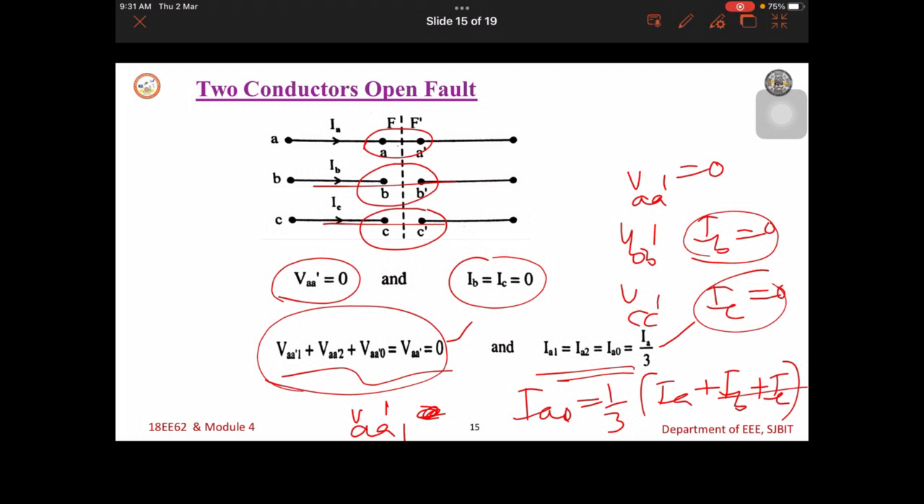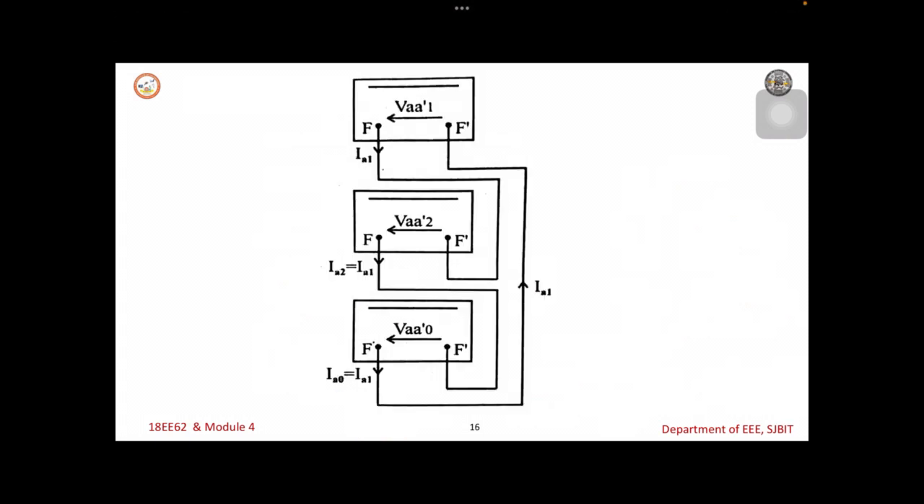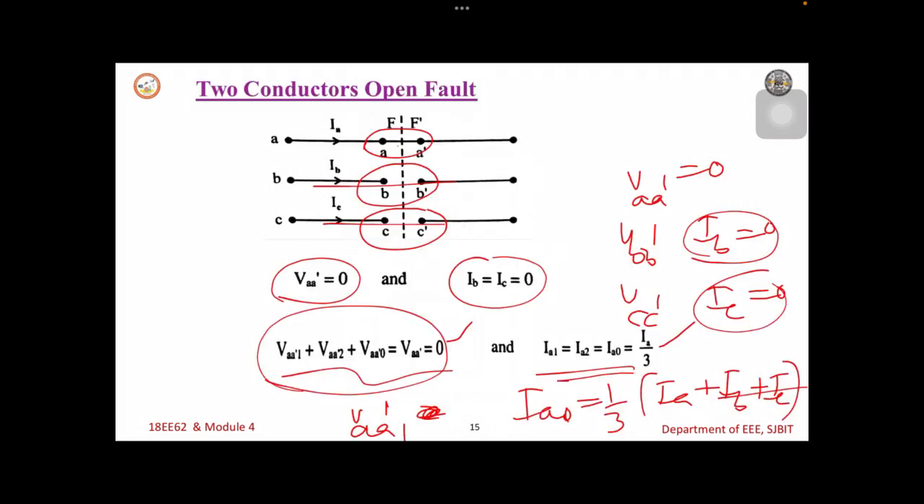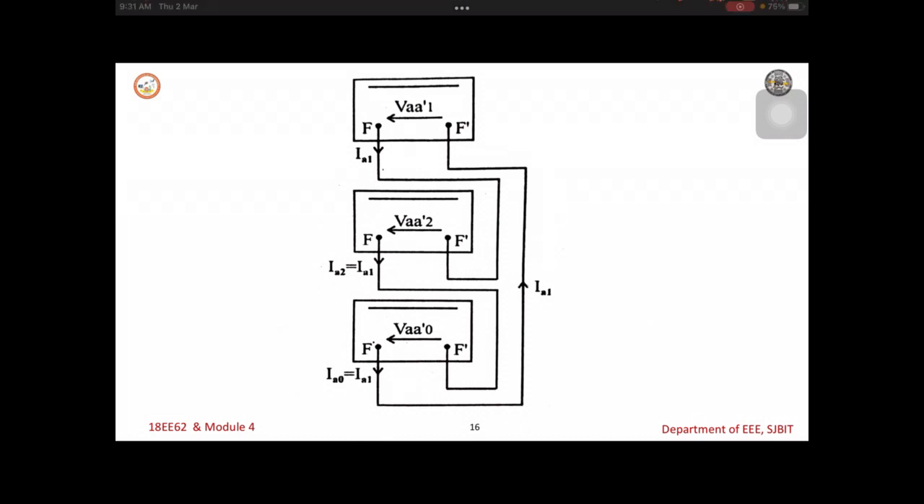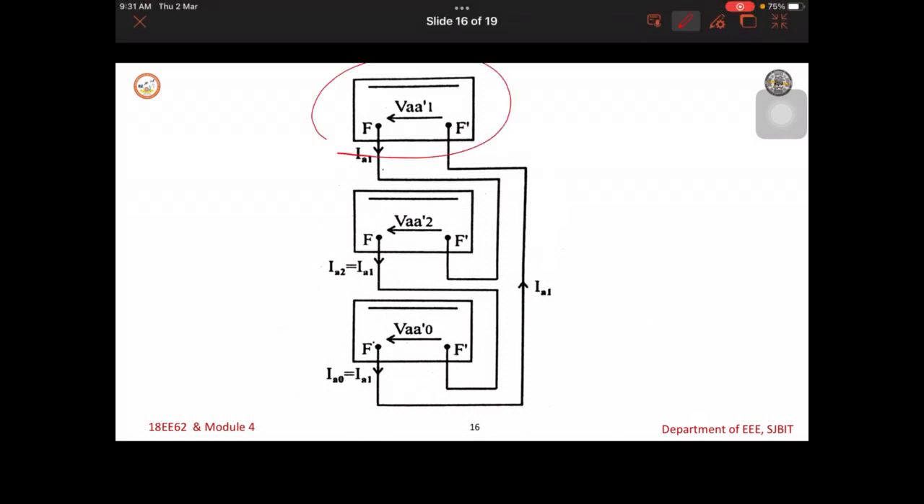So let us see here, once the currents are the same, it means they are connected in series. Once the currents are the same, the positive, negative and zero sequence voltages are added, meaning they are connected in series. See here, positive sequence network, negative sequence network and zero sequence network. Now they are all connected in series. See here, it is connected in series.